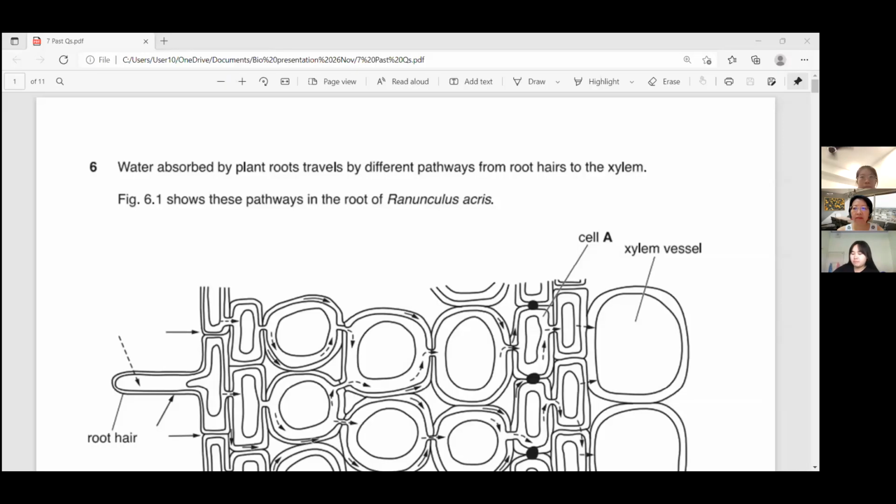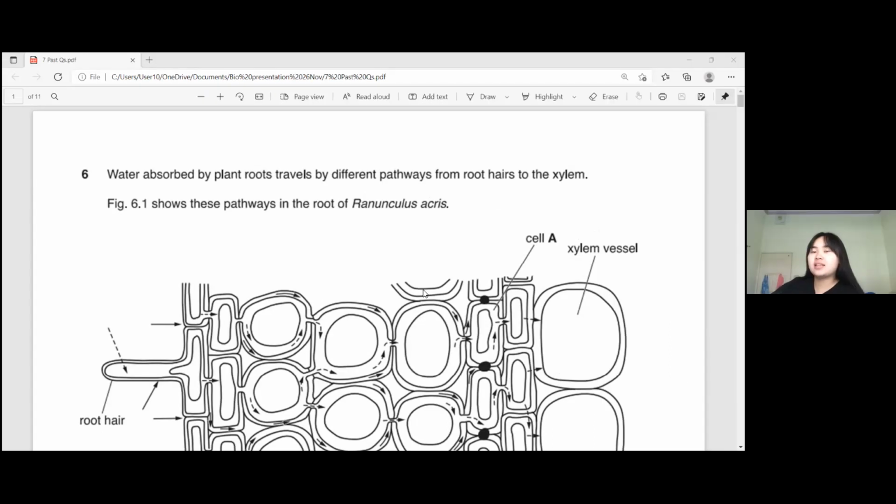And today we are presenting about the topic transport in plants. And now I will just start with the past year question first. So we look at the first question.